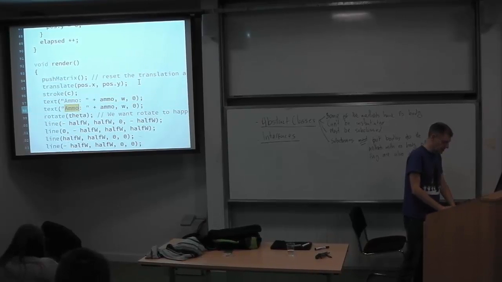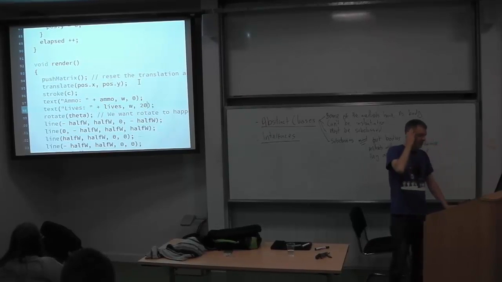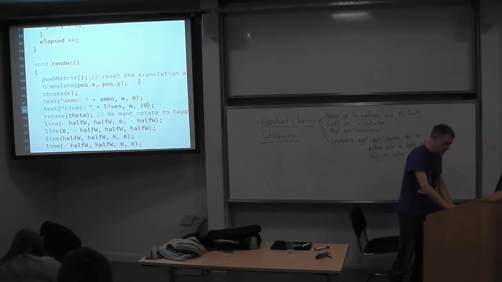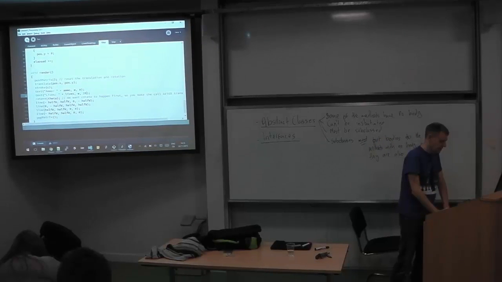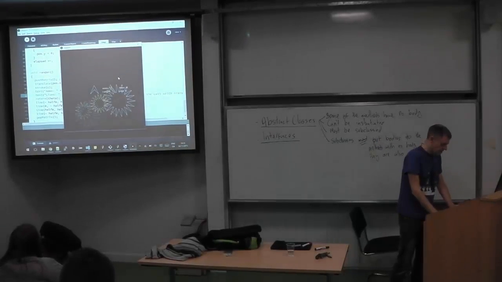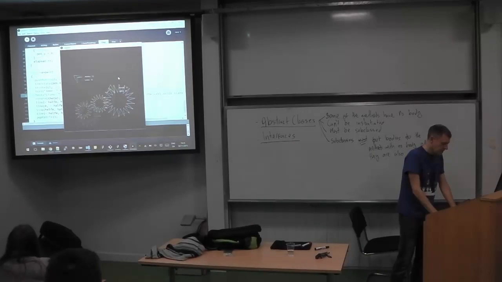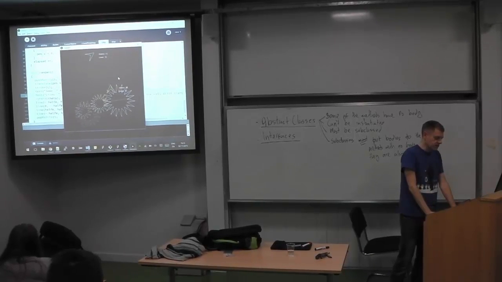Text, there's ammo, and then health. Or lives, is what we call it. And then maybe let's print that at down 20. Okay, we can try that and see what it looks like. Let's try it out. But hopefully now, yay, there we go. There's ammo and lives printed out there beside each of the objects.